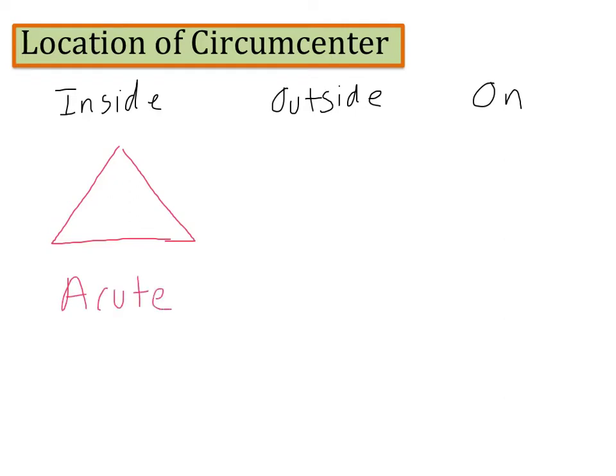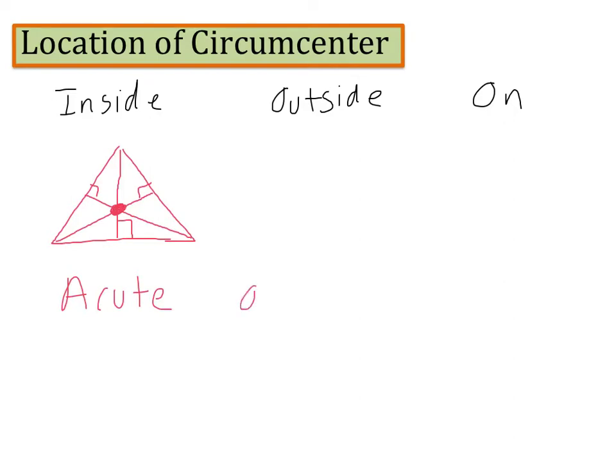Now remember, the circumcenter is the point of concurrency for the perpendicular bisectors. So I have to draw three perpendicular bisectors. There's one, here's another one, and there's a last one. So this point of concurrency, or this circumcenter, is inside the triangle.